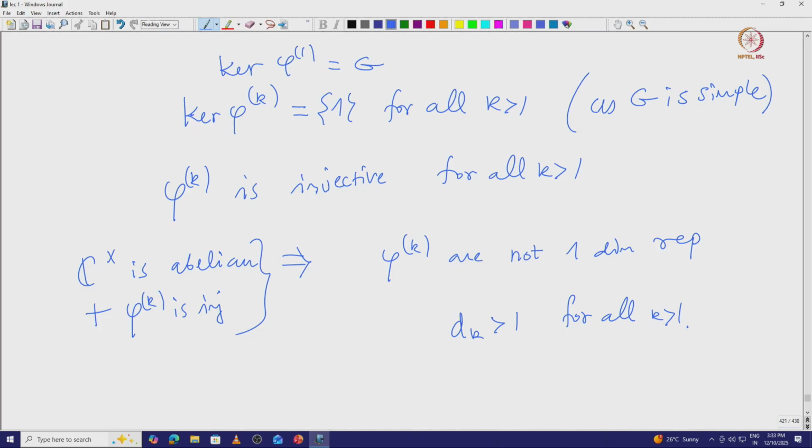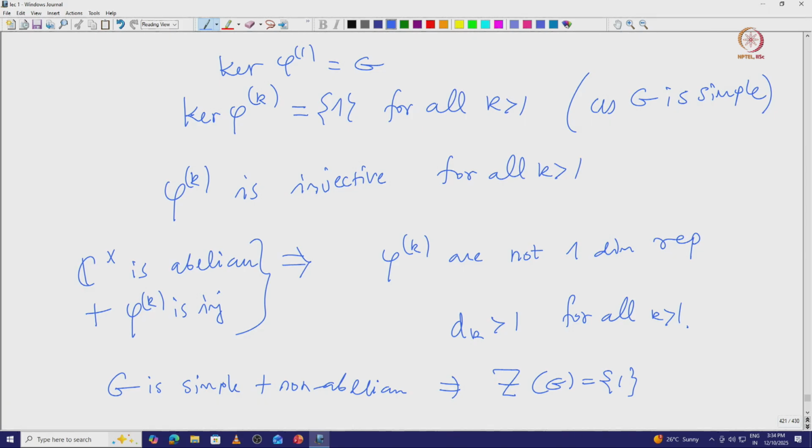Now, we can also see that G is simple and non-abelian, so that would imply the center should be trivial. If the center is non-trivial, then it will be the full group. So, it is indeed trivial. Okay, so we have all these facts.